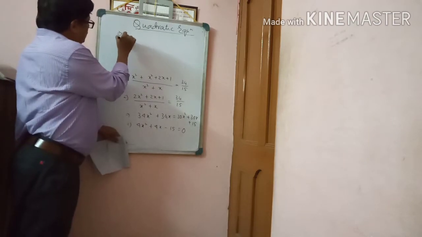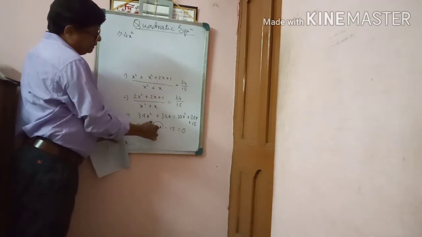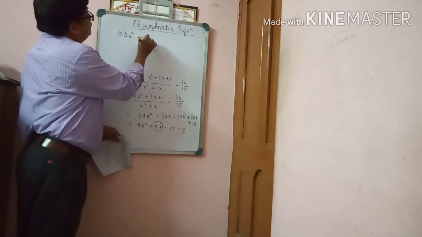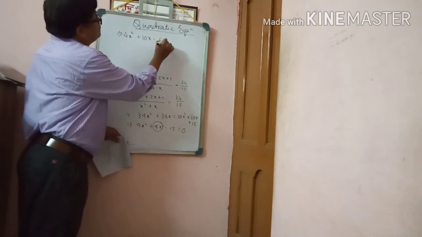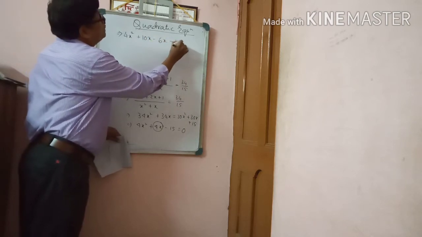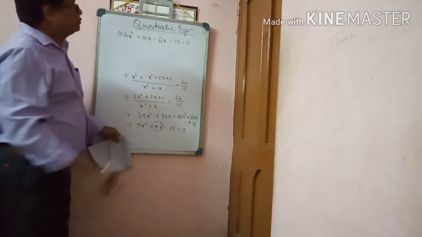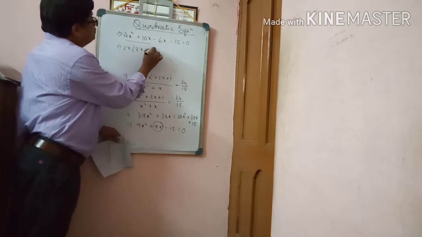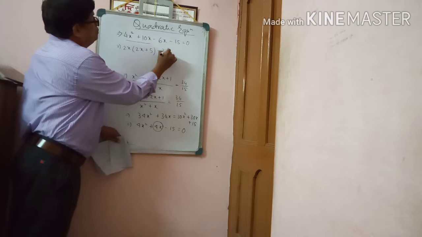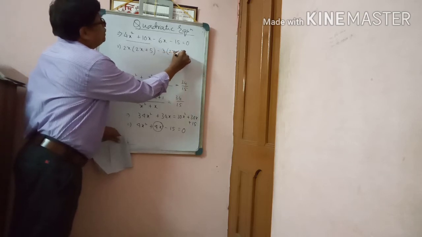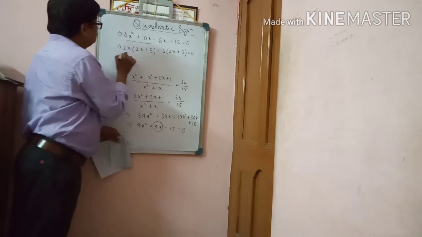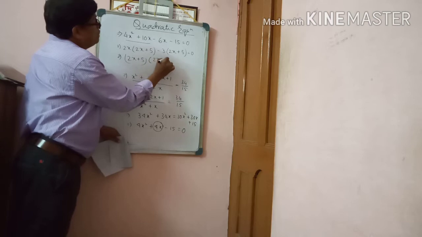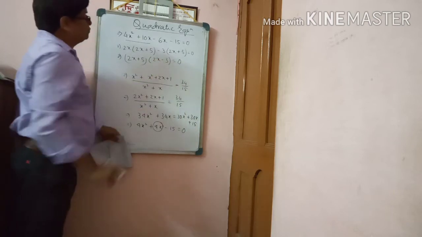Now factor the numerator: 4 times 15 is 60, so write 10x minus 6x minus 15 equal to 0. From here we take common twice x, that is 2x plus 5, minus 3 common, so 2x plus 5. So write 2x plus 5 into 2x minus 3 equal to 0.